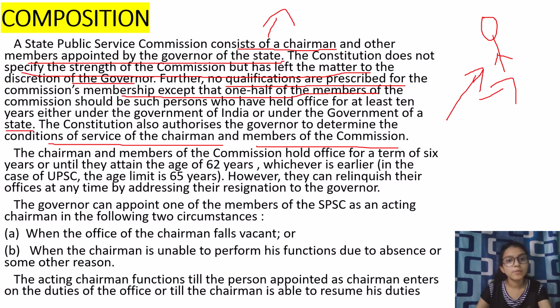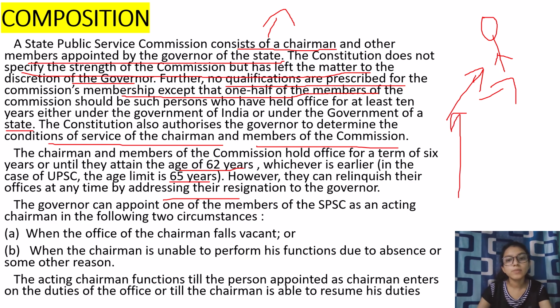The chairman and members of the commission hold office for a term of 6 years or until they attain the age of 62 years, whichever is earlier. In the case of UPSC, the age limit is 65. For UPSC, we have 65, but for the state, we have 62 years, whichever is earlier. However, they can relinquish their offices at any time by addressing the resignation to the governor. If they want to resign from their post, they can approach the governor for that.